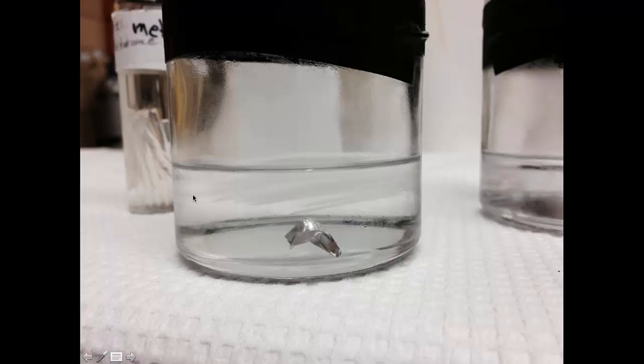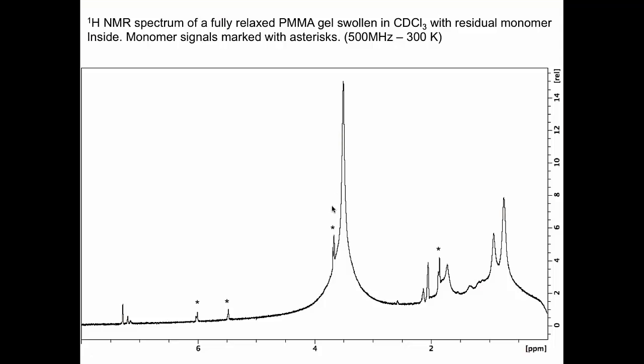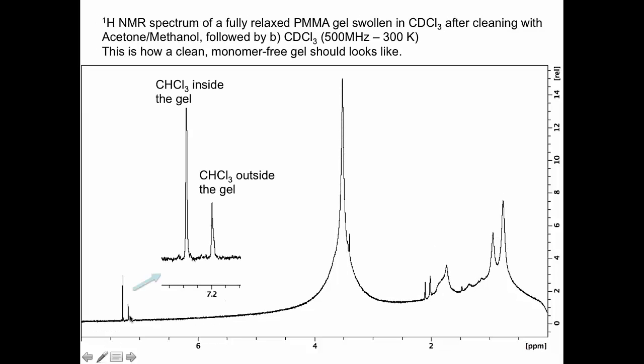And here is another picture. You can see here, these are when they are pre-swollen in methanol acetone, and here they are at full length, and these are around 4 millimeters in length. And this is the NMR spectrum of a PMMA gel swollen in CDCl3 with residual monomer. So here is the monomer. See, this is what you should see if there is monomer. This is the chloroform inside, the chloroform outside. This is how they should look once they are clean.